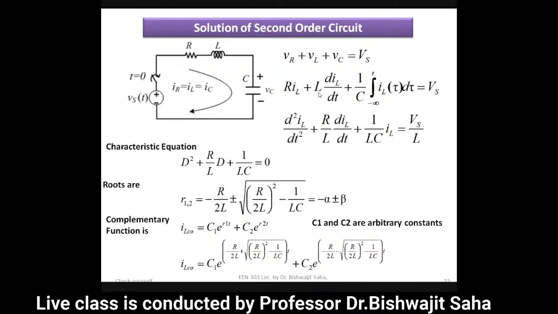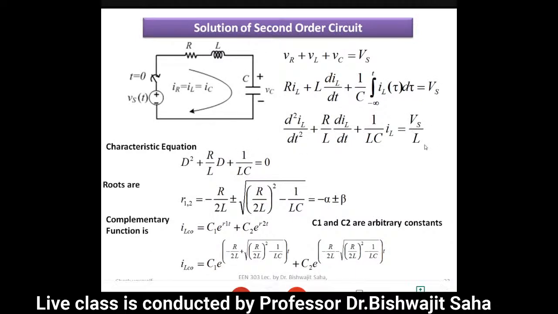Firstly we did the differentiation. After that we took out the L, so that the equation becomes d square IL by dt square plus R by L dIL by dt plus 1 over LC IL equals to, it should be, d by dt Vs into 1 over L. However, this Vs is constant. So d by dt of constant becomes 0. Here is the 0. All right.